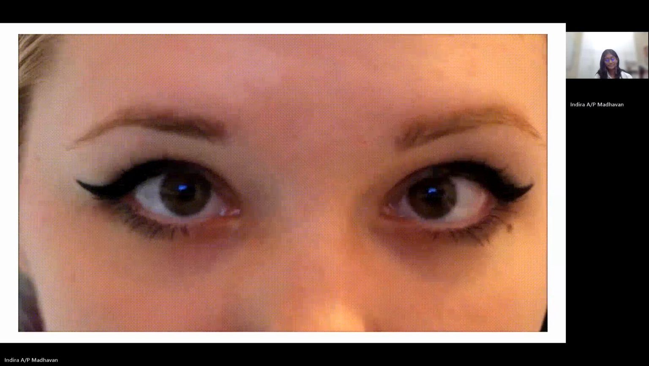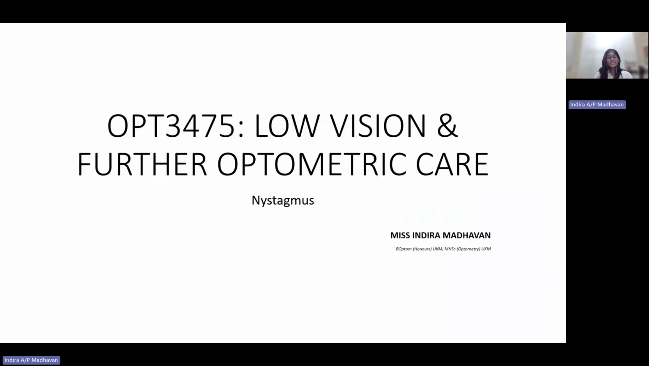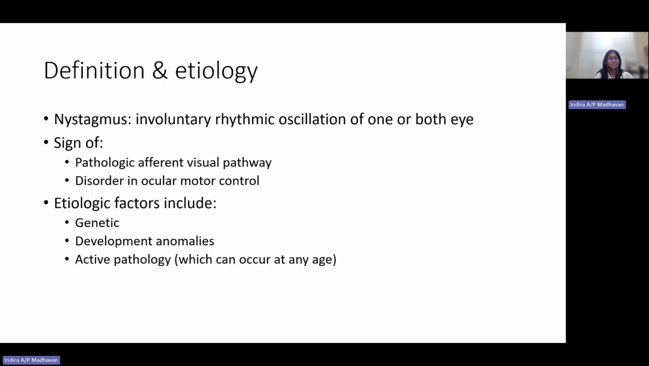This is OPT 3475, Low Vision and Further Optometric Care. The topic covered in this video is nystagmus. Nystagmus is involuntary rhythmic oscillation of one or both eyes. It can be monocular or binocular, and it is a sign of pathologic afferent visual pathway or a disorder in oculomotor control.